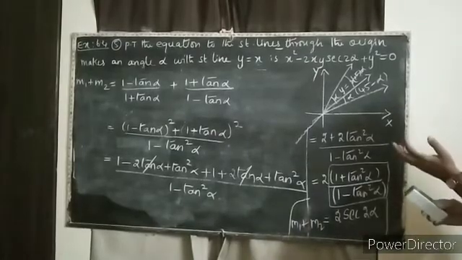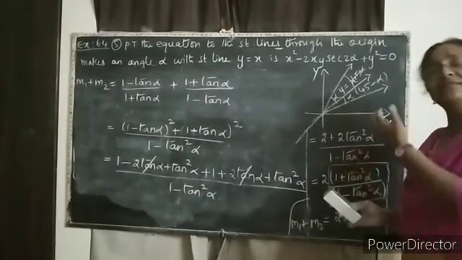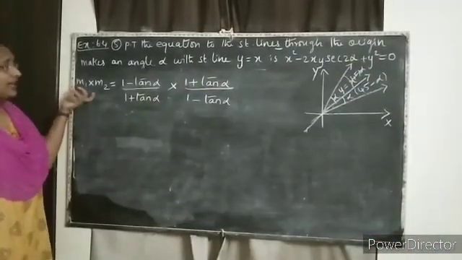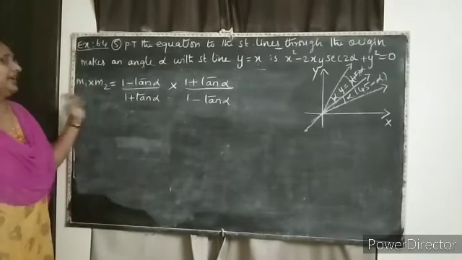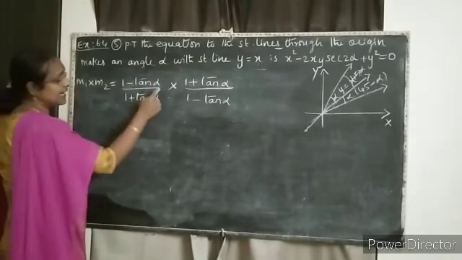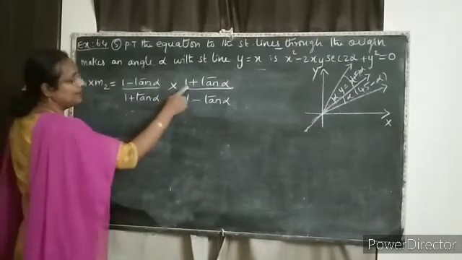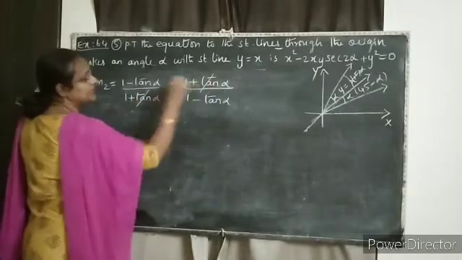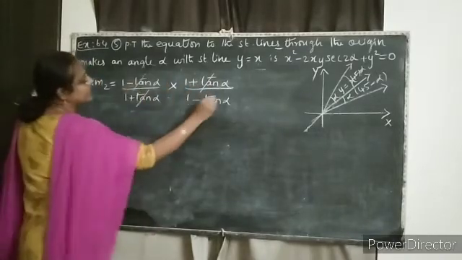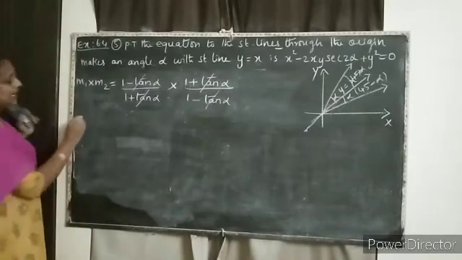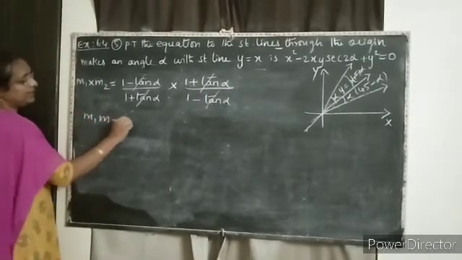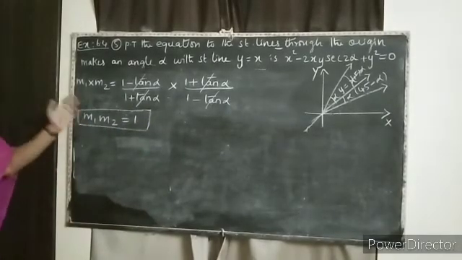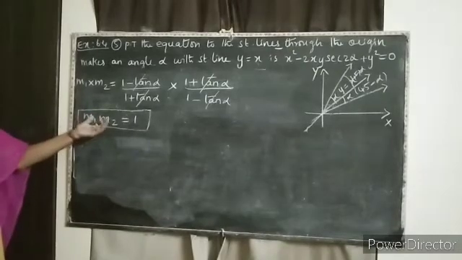So now the next part is we are going to find the value of M1 into M2. Shall we? Okay students, let's find the product of these two slopes M1 into M2. So I have substituted 1 minus tan alpha divided by 1 plus tan alpha into 1 plus tan alpha divided by 1 minus tan alpha. Now 1 plus tan alpha and 1 plus tan alpha is getting cancelled. 1 minus tan alpha and 1 minus tan alpha is getting cancelled. So the answer for M1 into M2 is equal to what? 1.